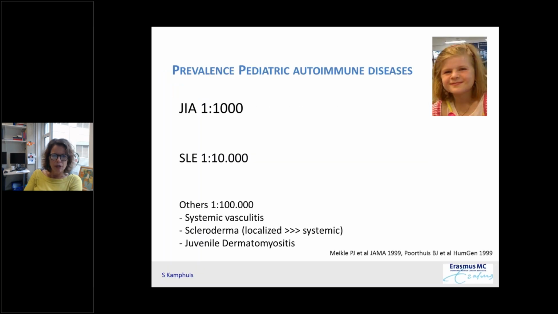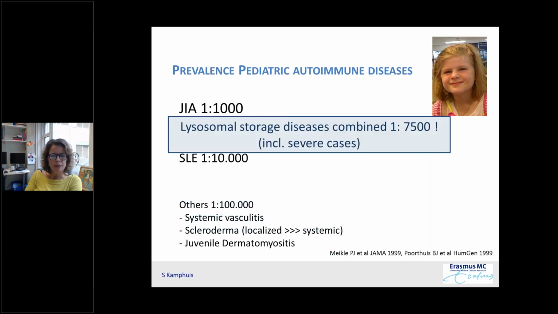Just to get a bit of epidemiology, here you see the prevalence of pediatric autoimmune diseases. And JIA, of course, is the most prevalent rheumatic disease in childhood, followed by lupus and then the systemic vasculitis. And if you put in lysosomal storage diseases, as this disease is a lysosomal storage disease, it's actually in between. So it's less frequent than JRA, but it's more frequent than lupus.